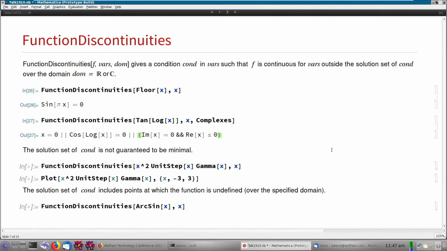Oh, we try to return everything as equations and inequalities rather than domain conditions. It could say x element of integers, but just to be consistent between all of them, it's always equations and inequalities.